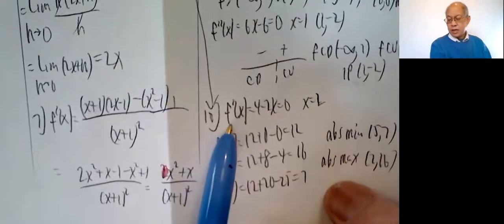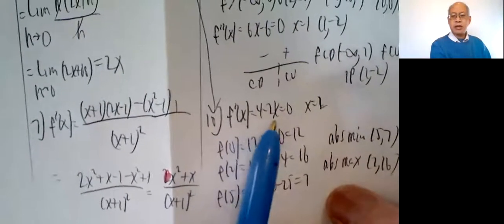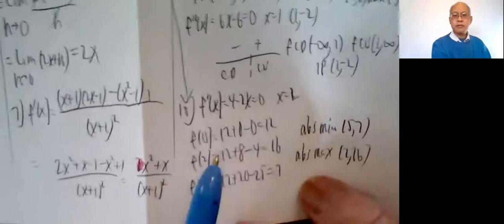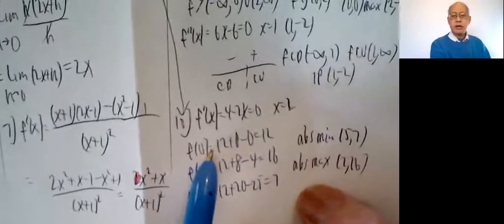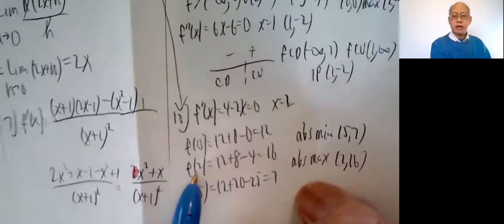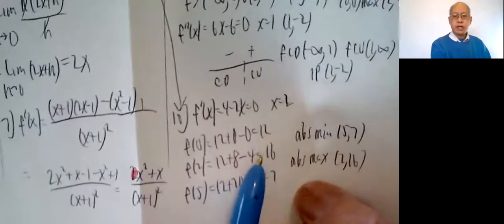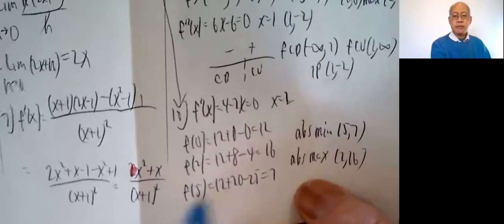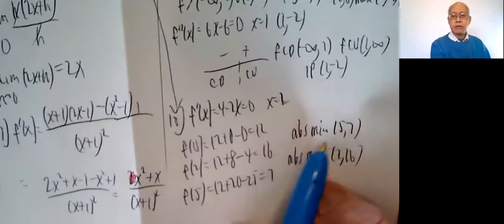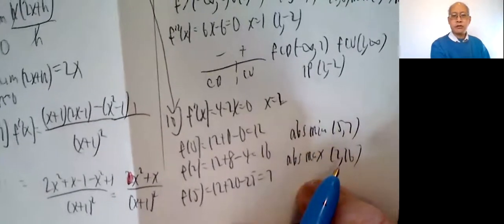Number 10, f prime of x is 4 minus 2x, set that equal to 0, x equals 2. Plug in 0, endpoint, you get 12. Plug in 2, critical point, you get 16. Plug in 5, endpoint, you get 7. So absolute minimum at (5, 7), absolute max at (2, 16). That was 10 instead of 11.